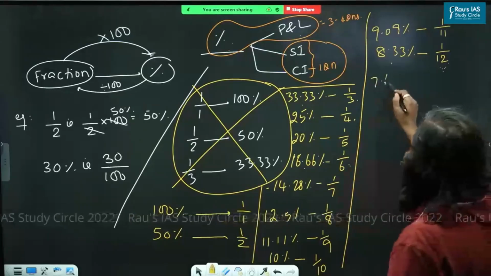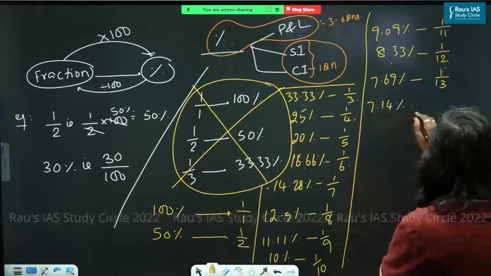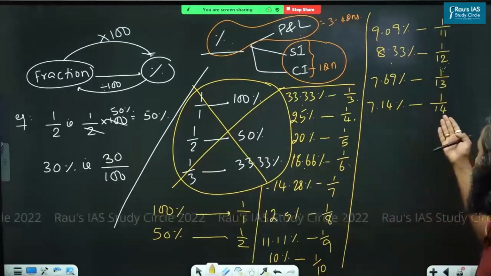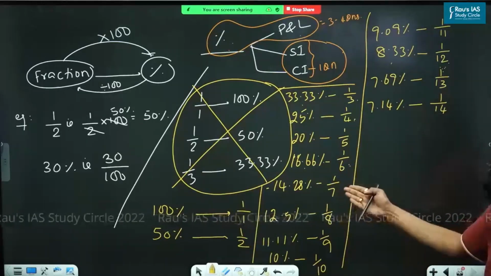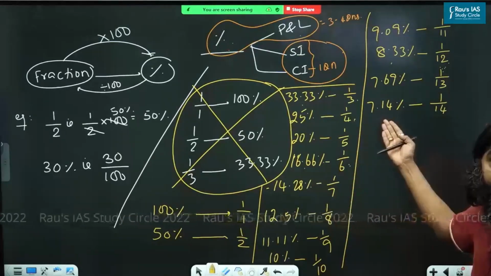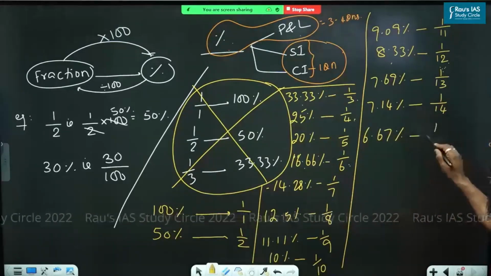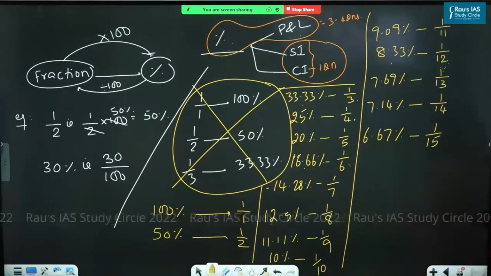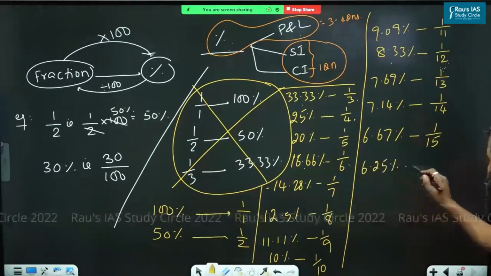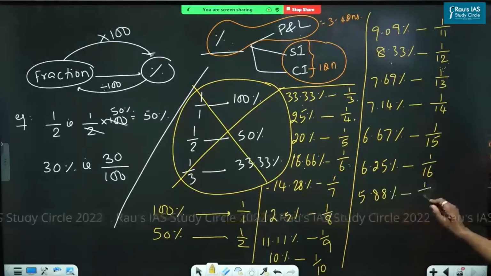So next, 7.69%, 1 by 13. 7.14%, that means 1 by 14. Understood, Abbas? Why? 14 is a multiple of 7. How does 7 become 14? Into 2. So divided by 2, you will get the same thing. Are you understood, Abbas? Right. Next, 6.67%, that is 1 by 15. Understand, Abbas? Next, 6.25%, that is 1 by 16. 5.88%, that is 1 by 17.